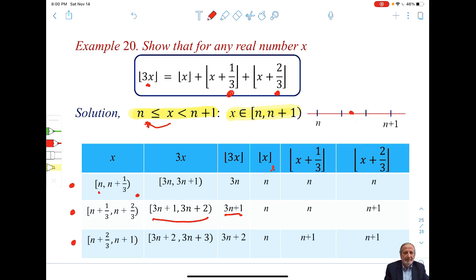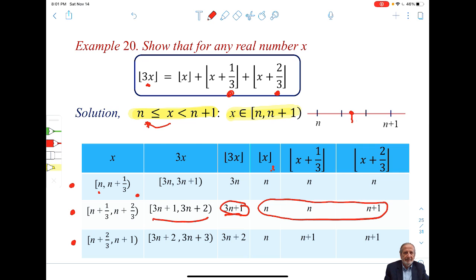Okay, now floor function of x. Now x is here. The floor function of x is again n. x plus 1/3 is here. The floor function again is n. But now x plus 2/3, you're outside here. The floor function is n plus 1. So if you add these three, you get 3n plus 1, which is this one here.